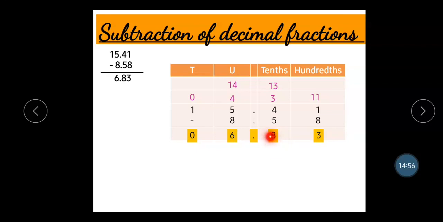Put the decimal point. As 4 has borrowed from 5, 5 will become 4. 4 will become 14 because 8 cannot be subtracted from 4. So 14 minus 8, 6. And lastly 1 will become 0 and we will copy here 0. So our answer is 6.83.